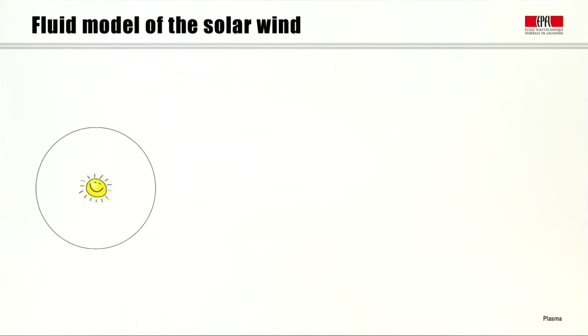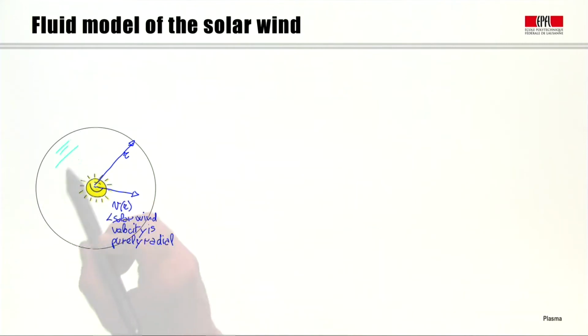Now, let's derive the fluid model. Let's make the assumption of spherical symmetry, and let's use a spherical system of reference where we indicate the position of the solar wind with respect to the center of the Sun by the distance that we indicate with r. Let's make the assumption that the solar wind has a velocity v_r, which is purely radial, and which is a function of the distance r.